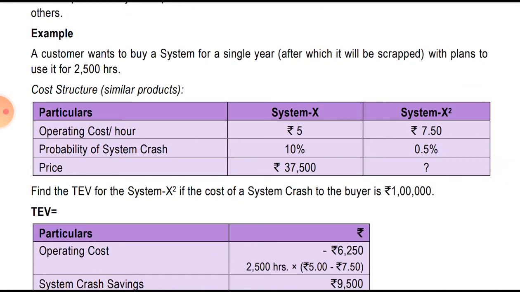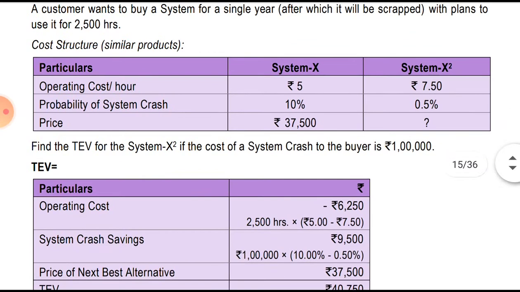The customer wants to buy a system for a single year, after which it will be scrapped, with plans to use it for 2500 hours. So the customer wants to buy a system, and there is a cost structure for the similar products X and X2. There are two systems for comparison. Operating cost is 5 for X and 7.5 for X2. The probability of system crash is 10%, and in the new system X2 it is 0.5.